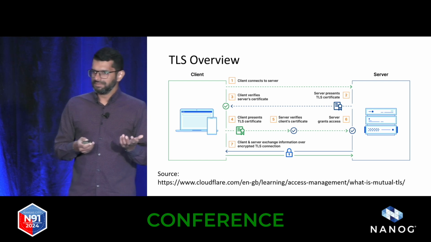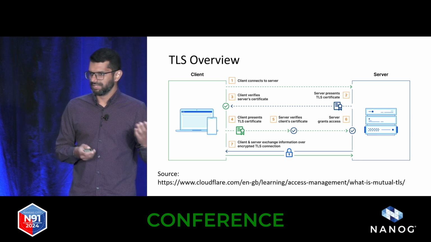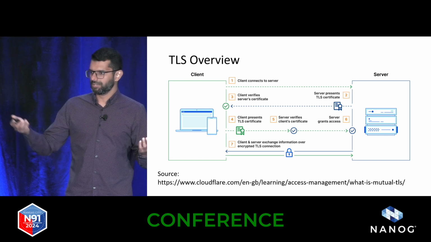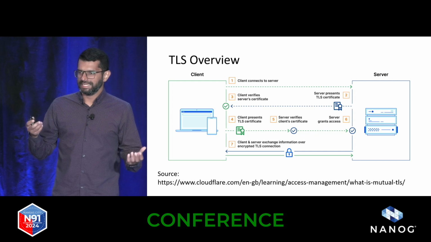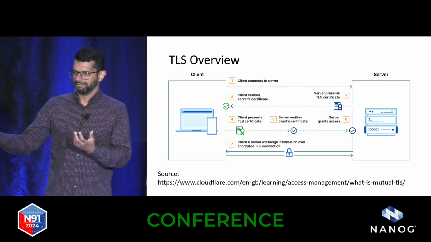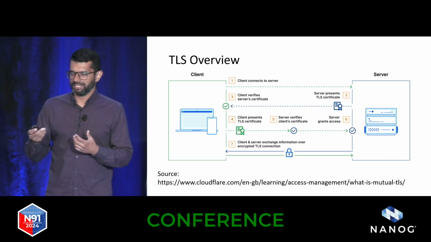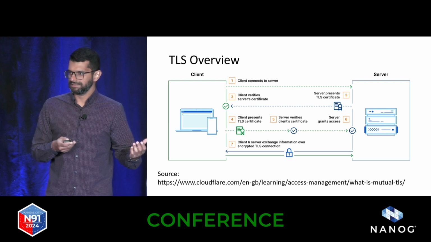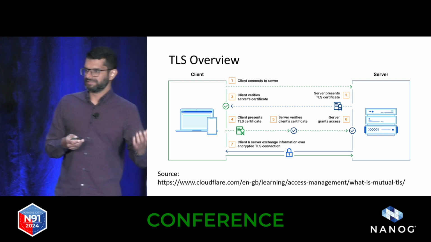So step 1 is you have a client. Let's take an example of a client that is collecting telemetry stats, and you have a server. In our case, in the networking world, our server is our router. So the client connects to the router, and there's a TLS handshake happening. During the TLS handshake, the router presents a TLS certificate to the client, and the client verifies the certificate.